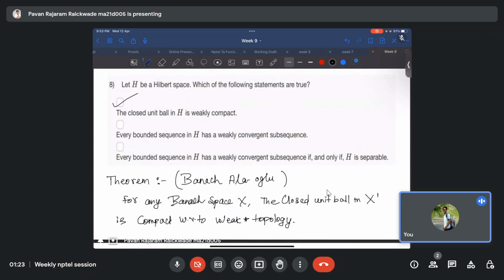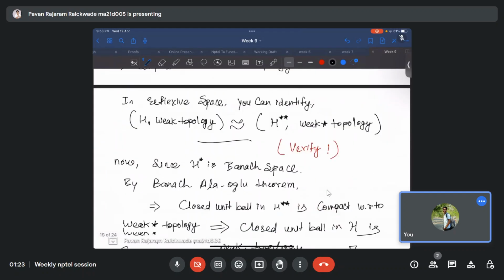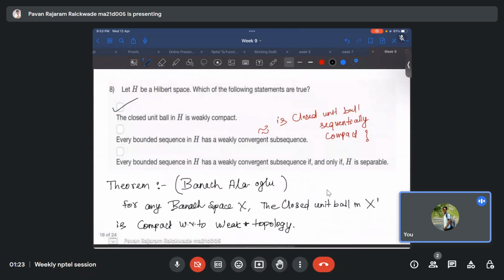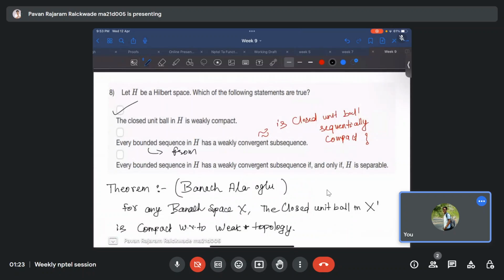The second option is asking whether it's sequentially compact. The reframe of this question is: is the closed unit ball sequentially compact? The answer to this question is yes. It follows from the Eberlein-Smulian theorem.